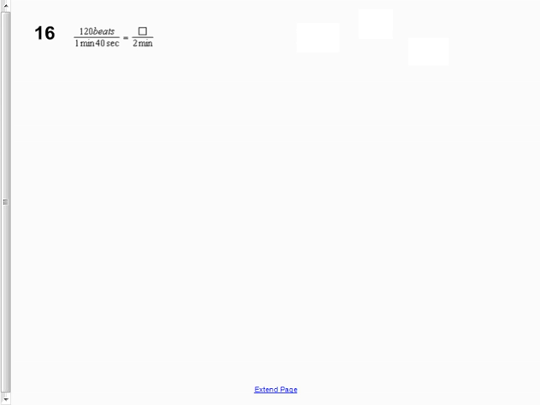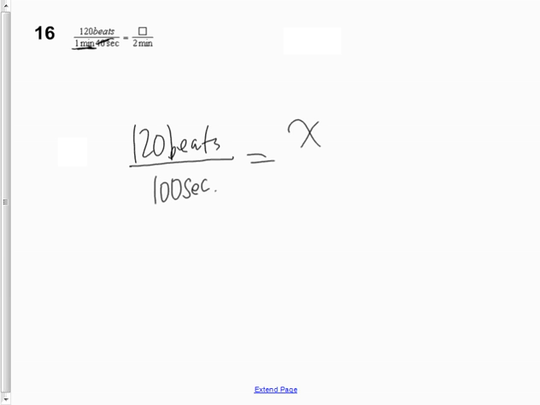Question 16. 120 beats in 1 minute 40 seconds equals how many beats in 2 minutes? How many converted both time units to straight up seconds? So if I do this, I'm going to put 120 beats in 60 seconds plus another 40 seconds. How many seconds total? 100 seconds is proportional to, I don't know how many beats, in what number goes here? Not 2, 120. Does everyone agree?